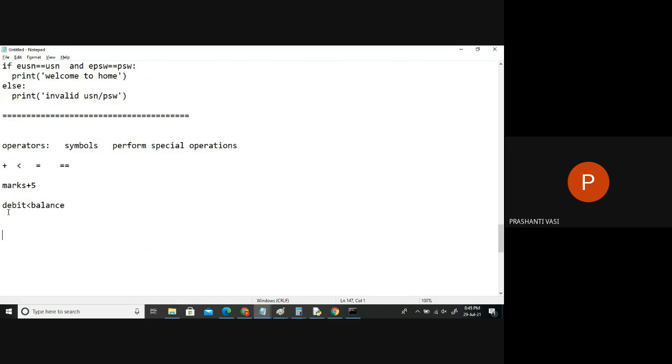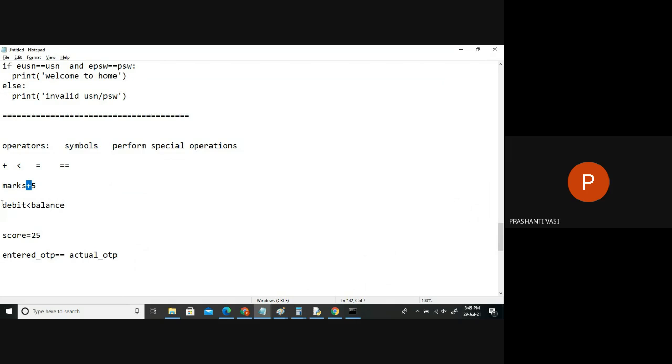Okay, equal to. Something like, not exactly this, OTP. Entered OTP is equal to actual OTP. The purpose you can understand. If you want to change your marks by adding 5 to it, we are using this symbol.